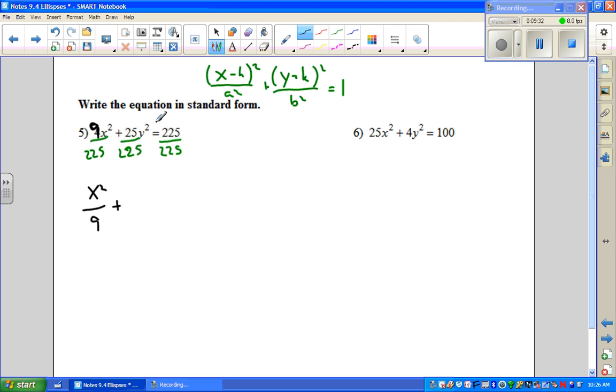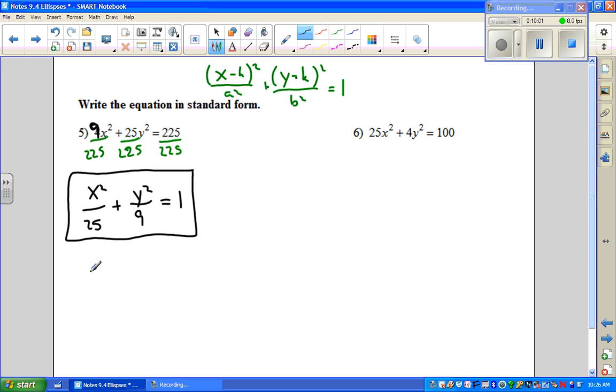We end up with 9, so I get y squared over 9. This one right here, 225 divided by 9, that should have been 25. That's my bad, guys. So this right here should be 25. Okay? And now this is equal to 1 here. So now it's in standard form.